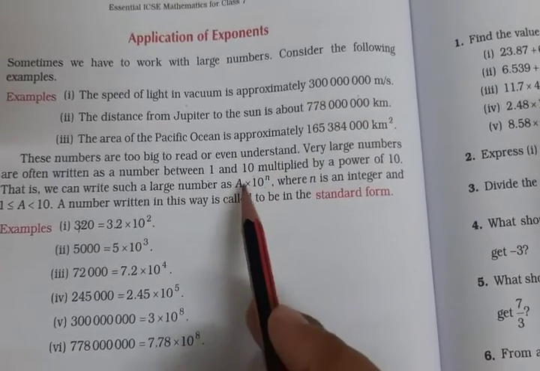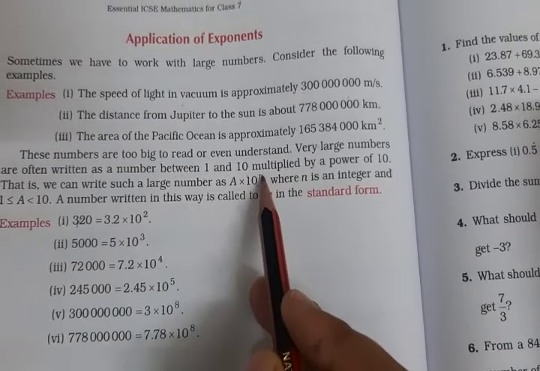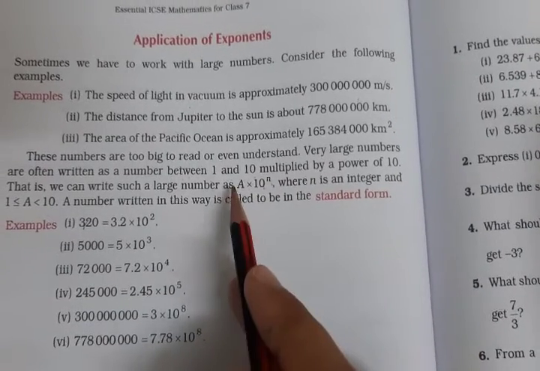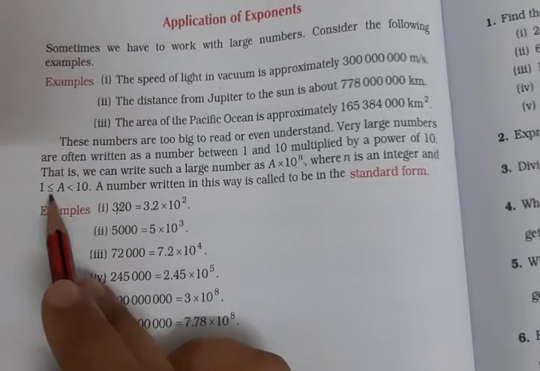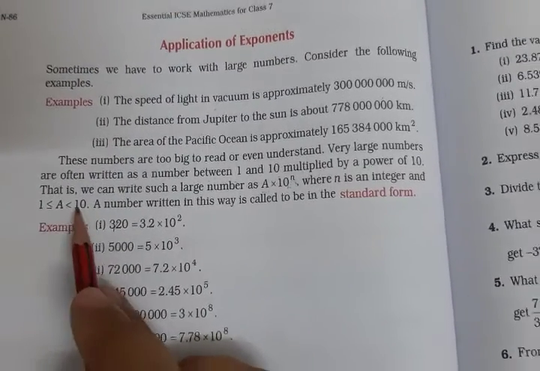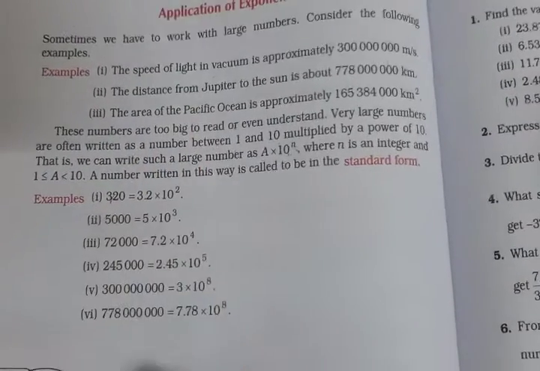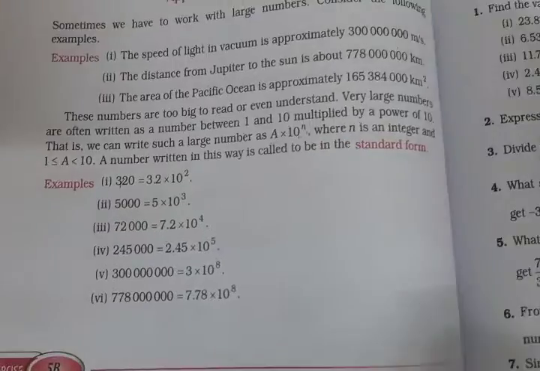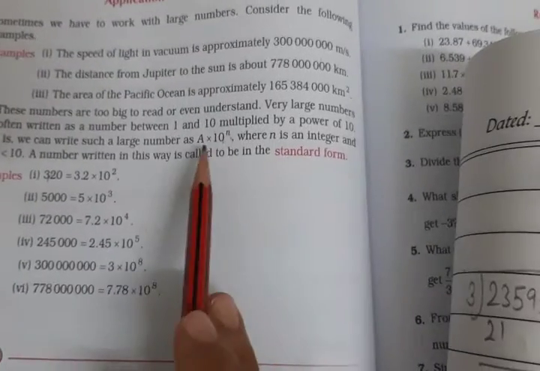What is the logic? The logic is a into 10 raised to power n, where n is an integer, but there is one condition for a: a always lies between 1 and 10. That means a should be equal to or greater than 1, but always less than 10. If it is bigger than that, how will we write it? Let us start. Firstly, we will start from this example. Writing the number in that form is called the standard form.